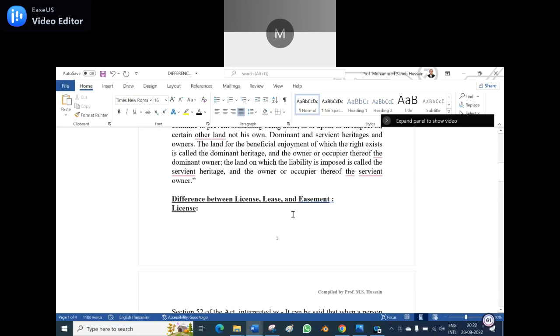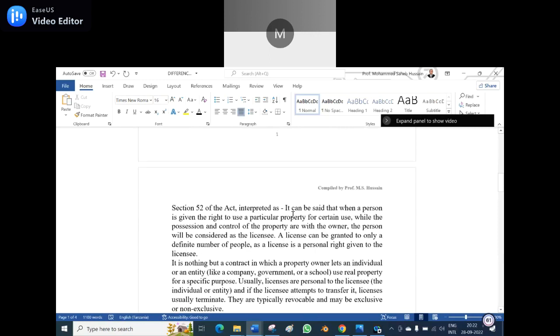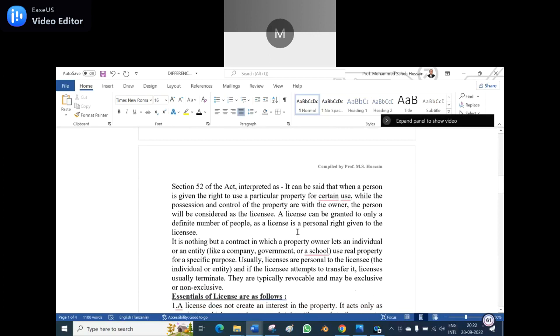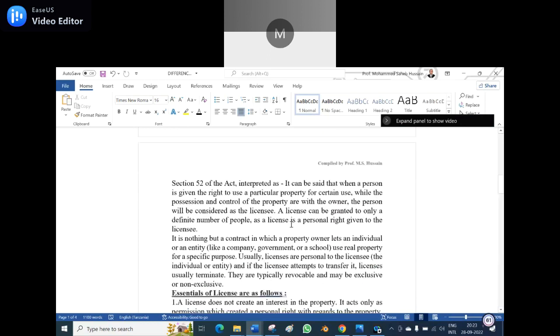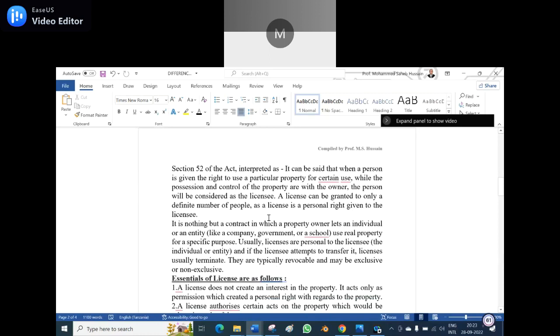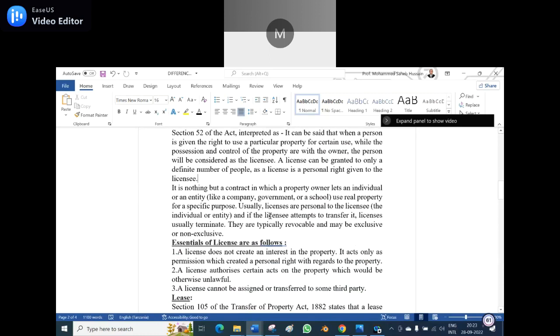Now let us see the difference among the license, lease, and easement. Section 52 of the Act, interpreted, says that when a person is given the right to use particular property for a certain use, while the possession and control of the property are with the owner, the person will be considered a licensee. A license is a personal right given to the licensee. But the ownership will not be given. Only enjoyment of the certain premises will be given to him.